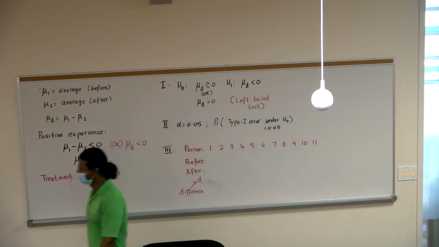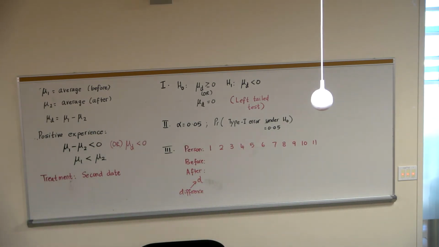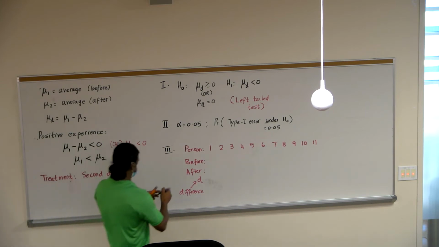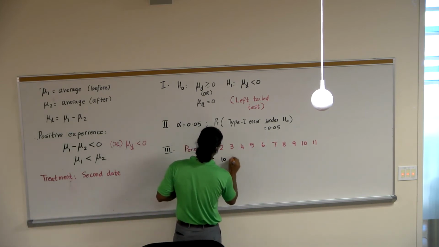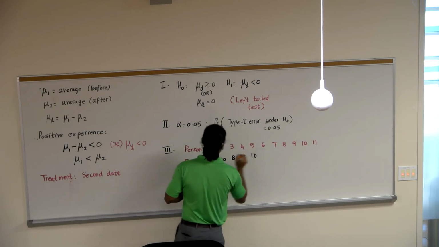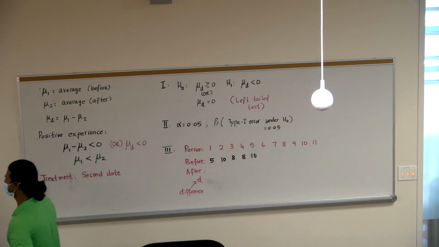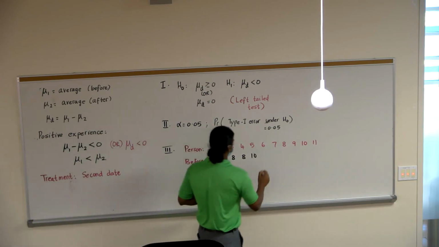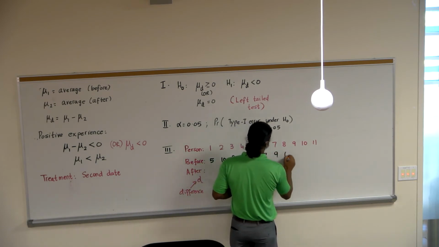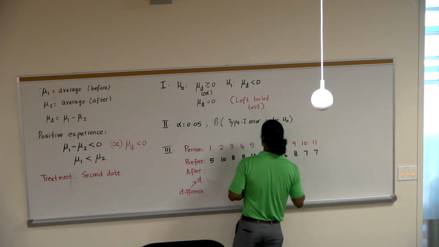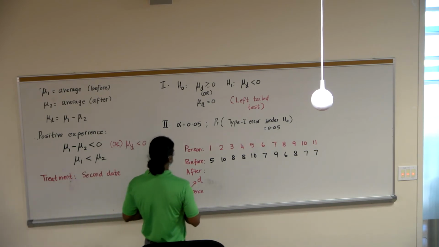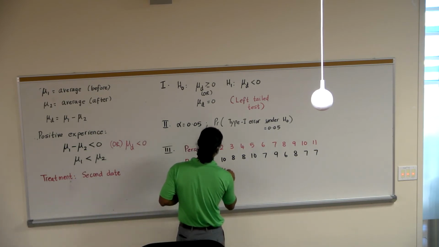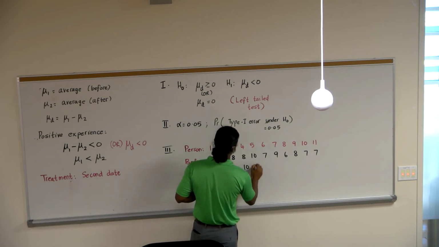Well, before we had 5, 10, 8, 8, 10, 7, 9, 6, 8. After: 9, 10, 10, 10, 10, 9.